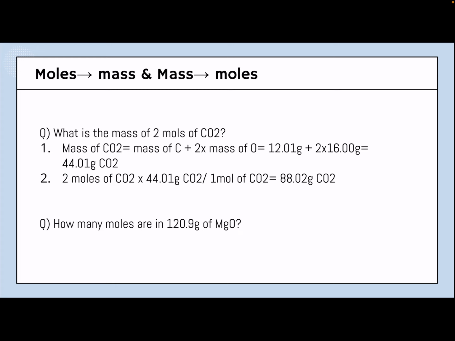Referencing the periodic table, we see that 1 mole of carbon is 12.01 grams and 1 mole of oxygen is 16.00 grams. So 1 mole of CO2 is 12.01 plus 2 times 16, which is 44.01 grams in total. Again, starting off with the given information, 2 moles of CO2, and in 1 mole of CO2 there are 44.01 grams. Therefore, there are 88.02 grams in total. And again, the next one, try for yourself, and the next slide reveals the answer.